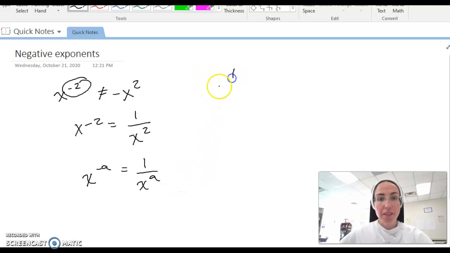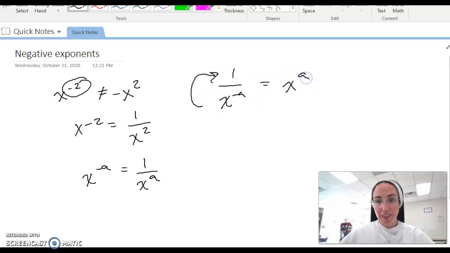But what if your negative exponent is already in the denominator? Well, it turns out that putting it in the denominator of the denominator is really to move it up to the numerator. So this becomes x to the positive a. Basically, the negative tells you to switch places.